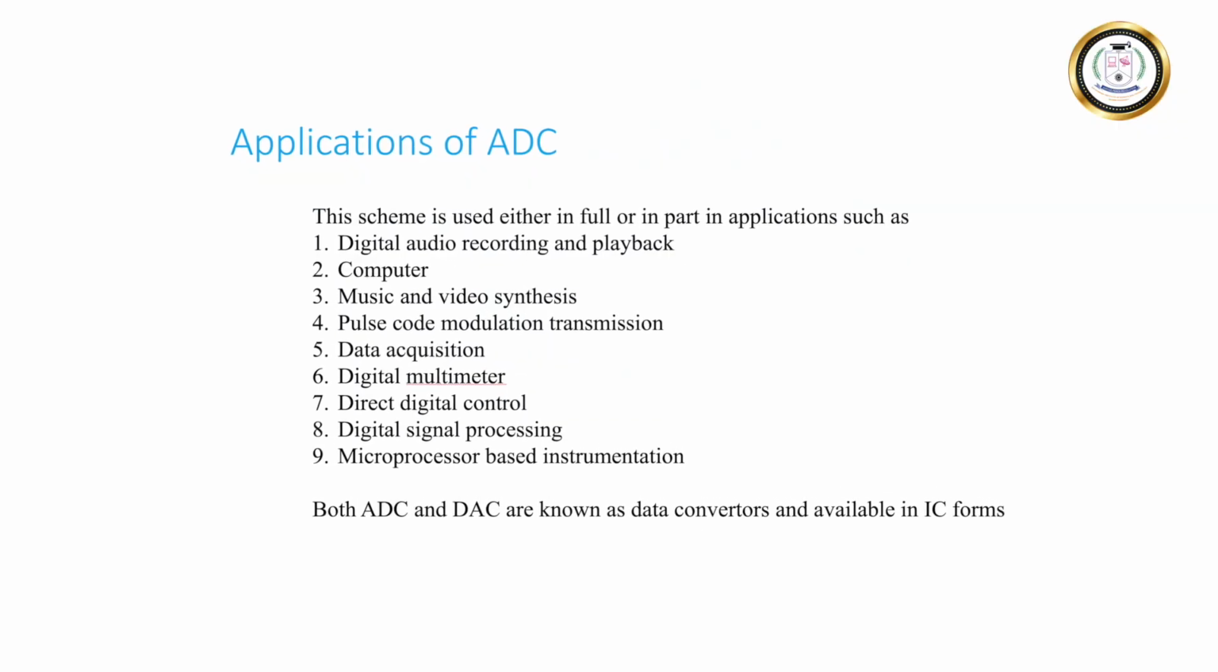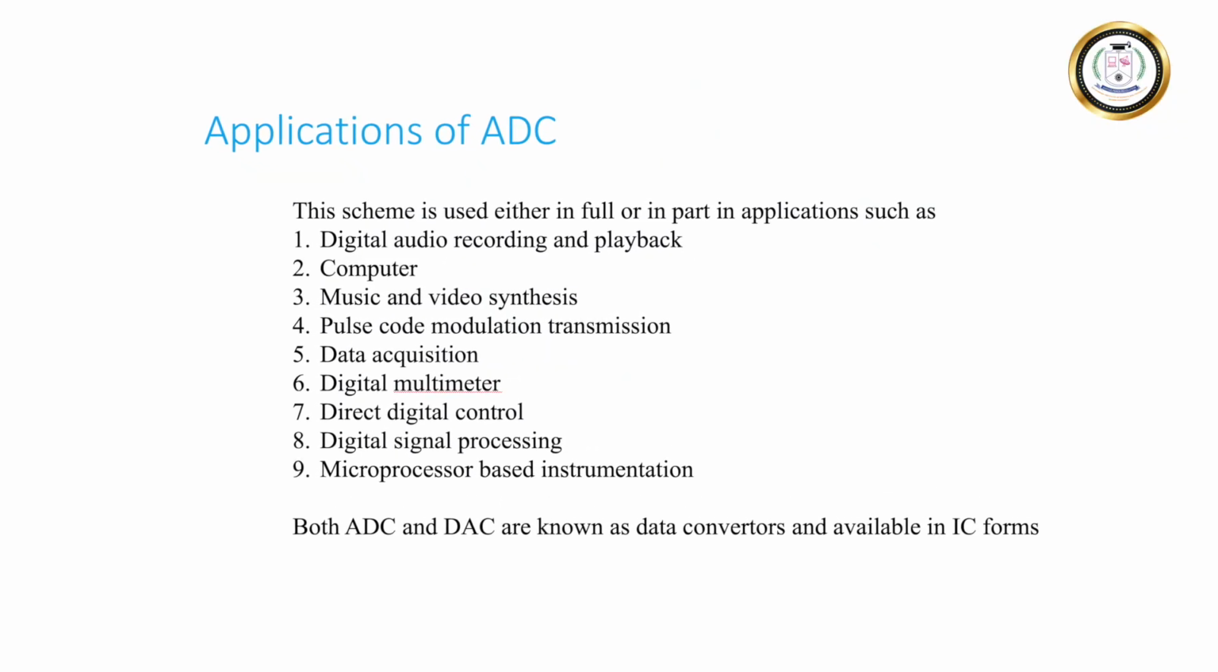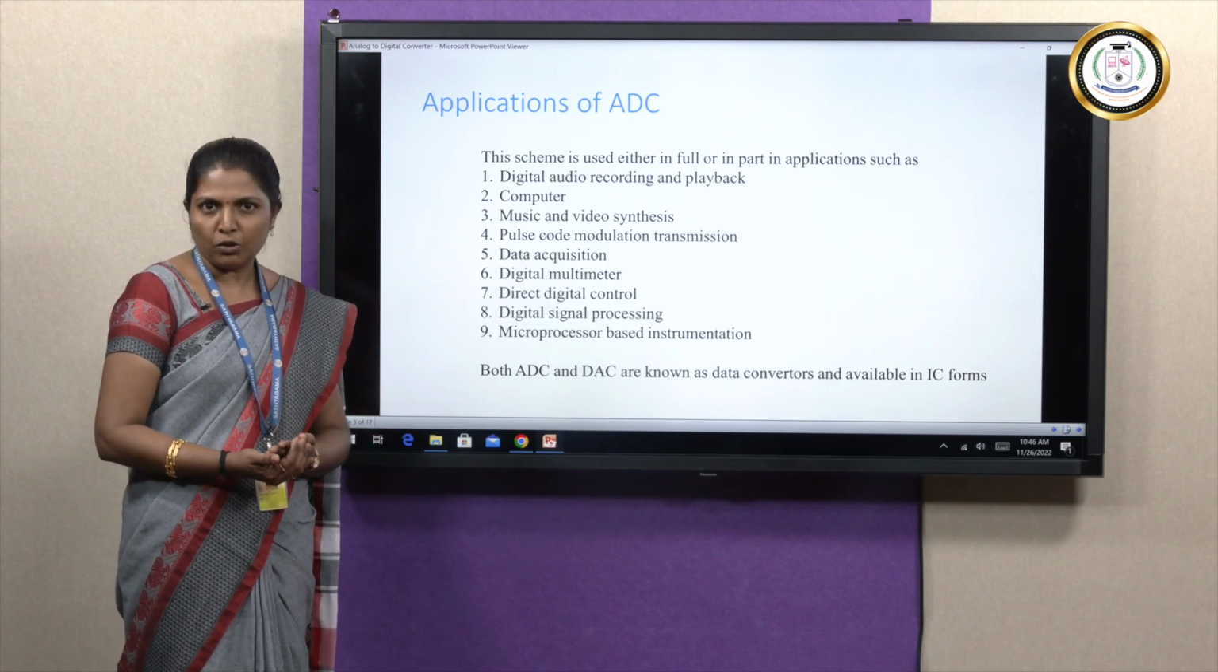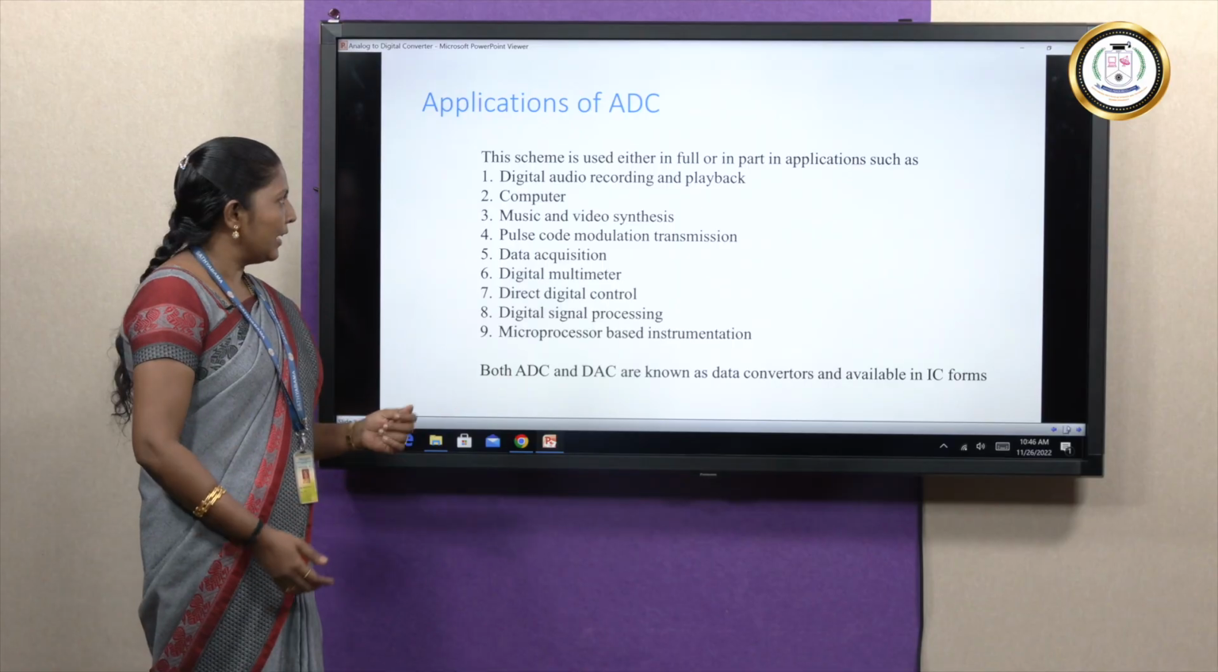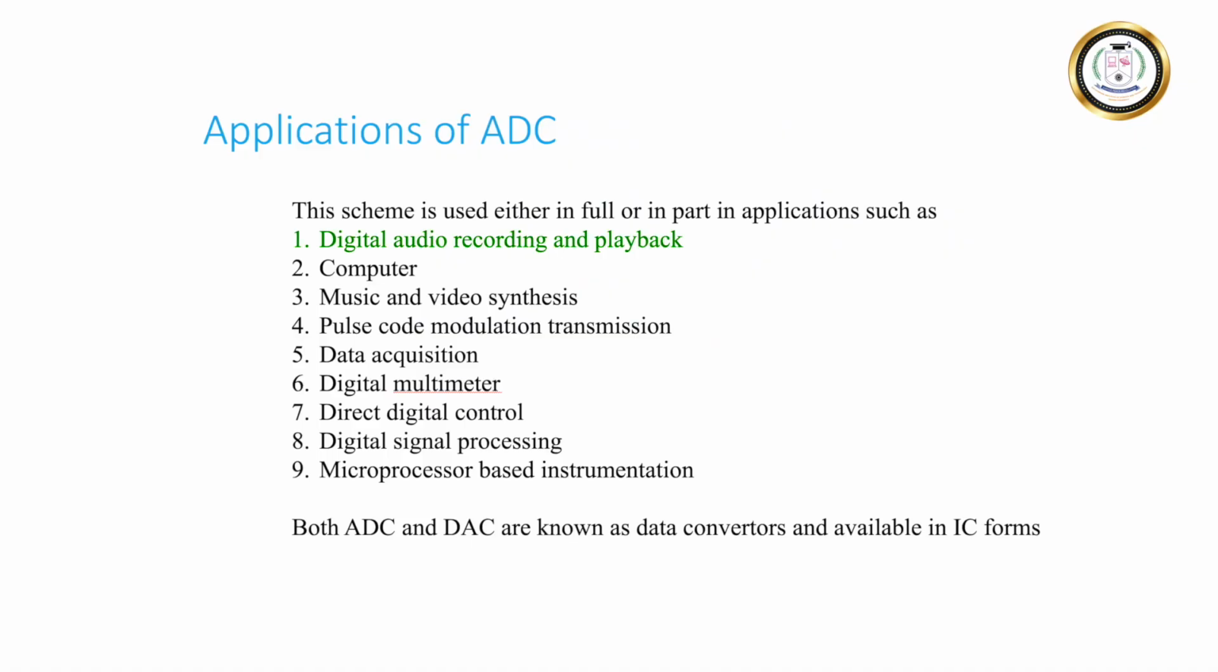There are various applications which need a digital signal. Analog to digital conversion is used in various applications like digital audio recording and playback, computers, music and video synthesis, pulse code modulation transmission, data acquisition, digital multimeter, direct digital control, digital signal processing, and microprocessor based instrumentation.